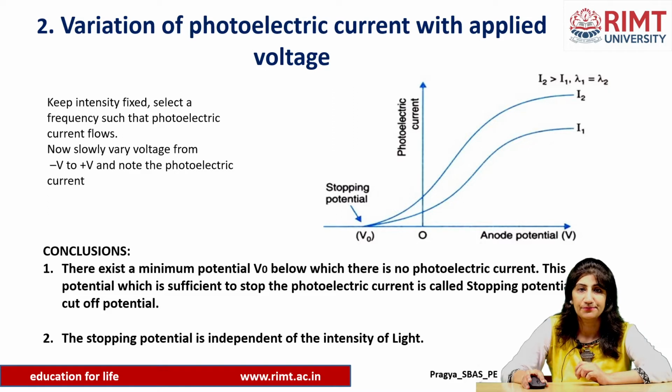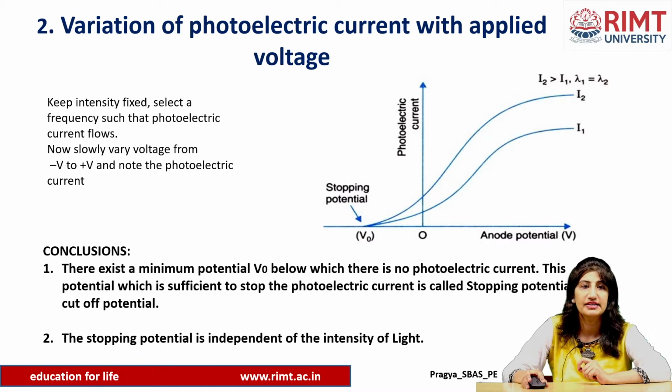If we plot this graph for two different fixed intensities, then they meet at one point which is a negative value of potential. This potential is called the stopping potential. Hence, we conclude that there exists a minimum potential V naught below which there is no photoelectric current. This potential is such that it can stop the photoelectric current. It is called the stopping potential because it is stopping the photoelectric current, below which there is no photoelectric current, or also called the cutoff potential.